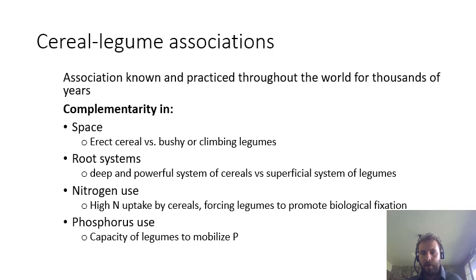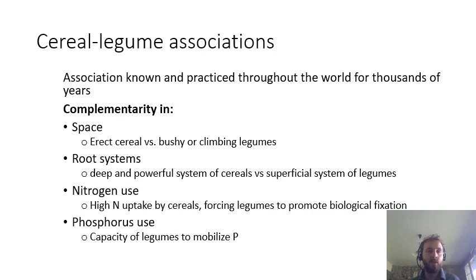Okay, so I hope you understood the principle of the LER. Now we will look at a few examples of possible association, but we will not go into details yet. So first we have the association of cereal and legume. It is an association known and practiced all over the world for thousands of years. So every population on Earth understood that it was interesting to associate these two types of crops.